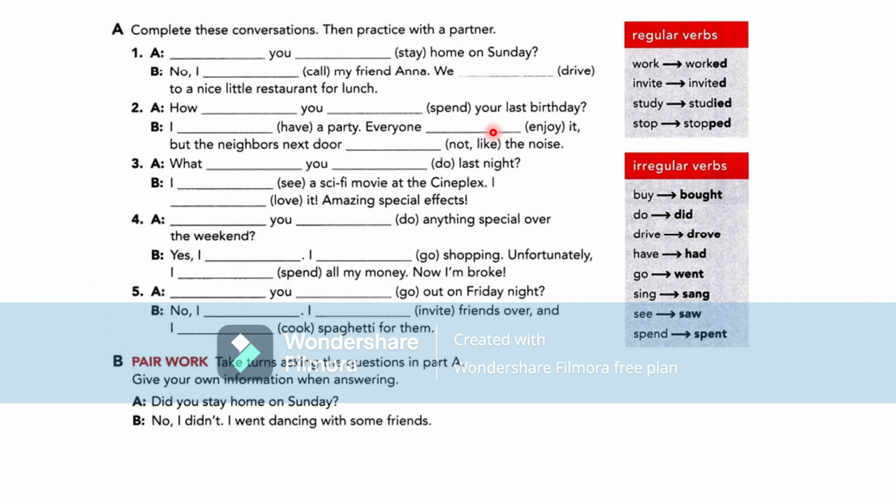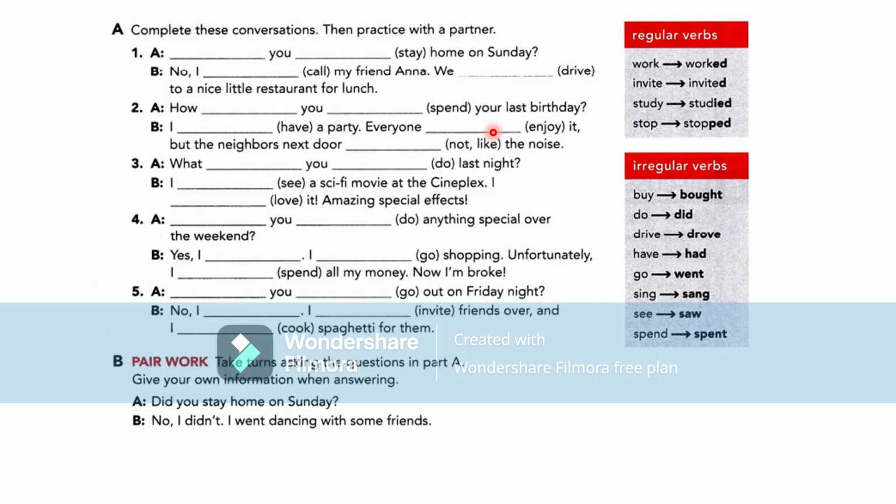Okay, let's continue with number two. Tell me, Janelle, number two, letter A and letter B. How did you spend your last birthday? I had a party. Everyone enjoyed it, but the neighbors next door didn't like the noise. I didn't hear this part. Could you please repeat here? Janelle, this answer, I didn't hear it. Yes, teacher. Okay, did the noise.